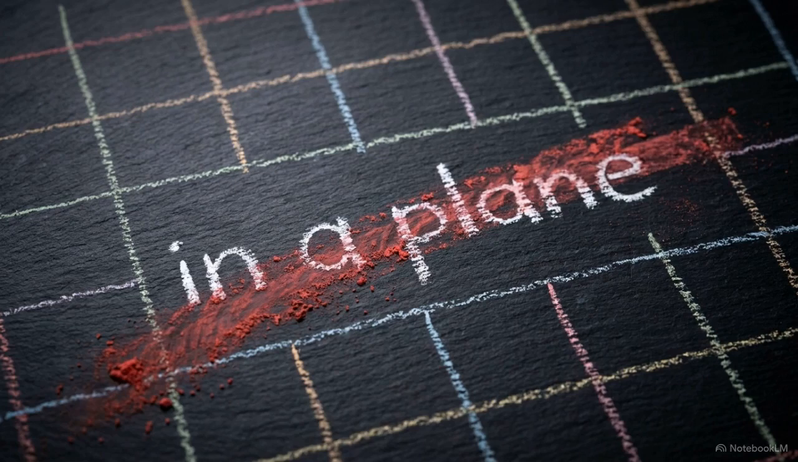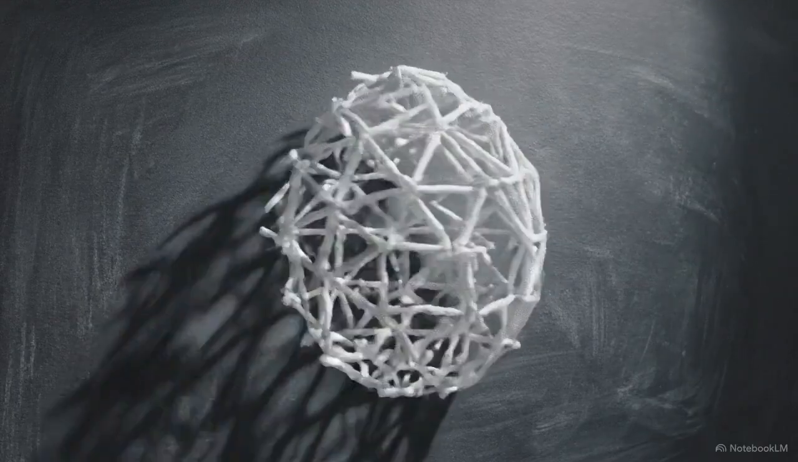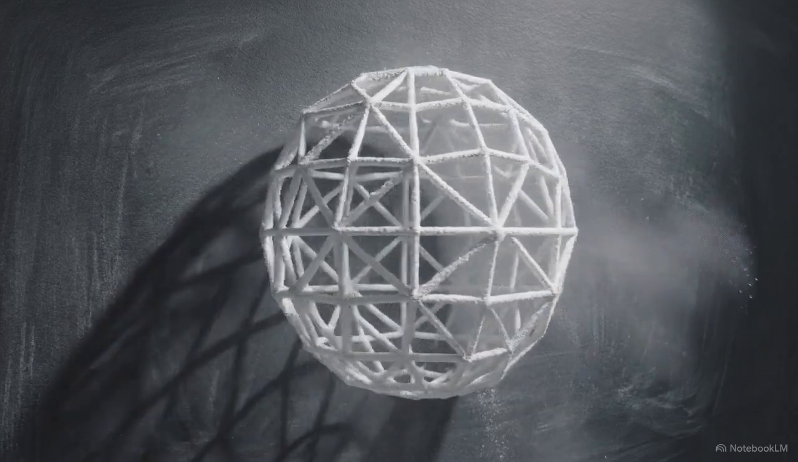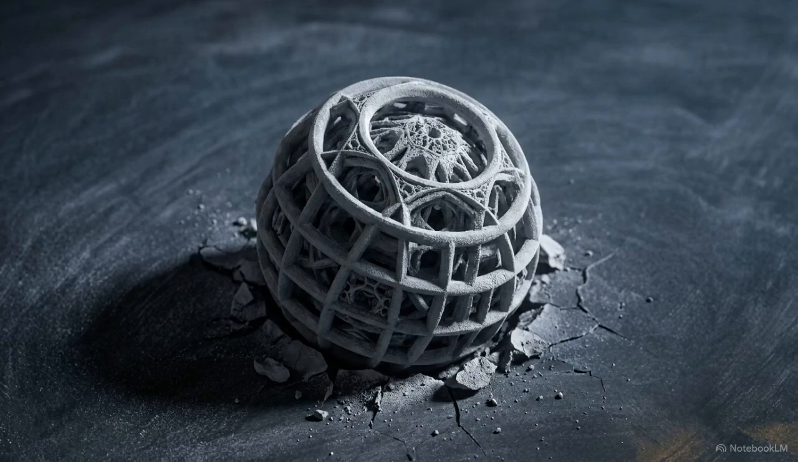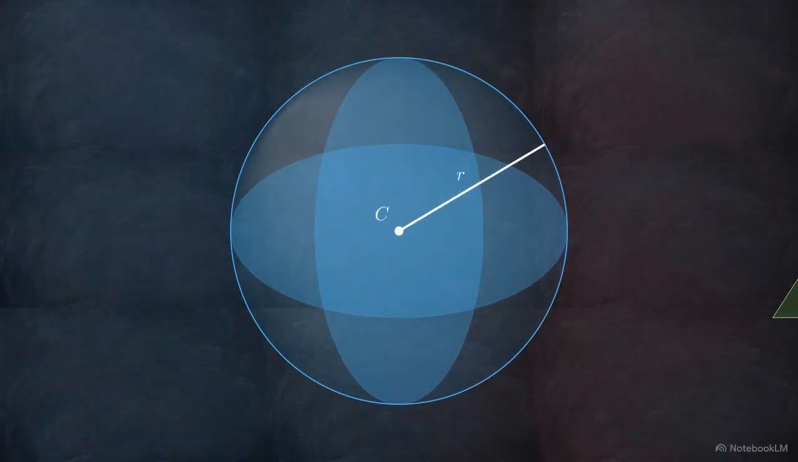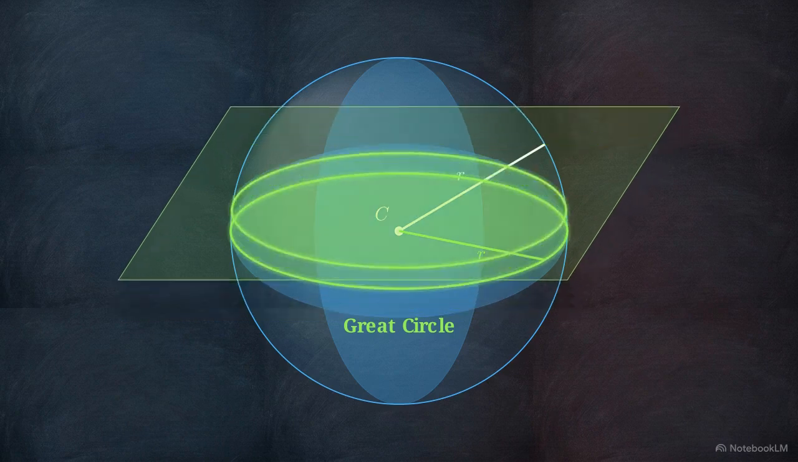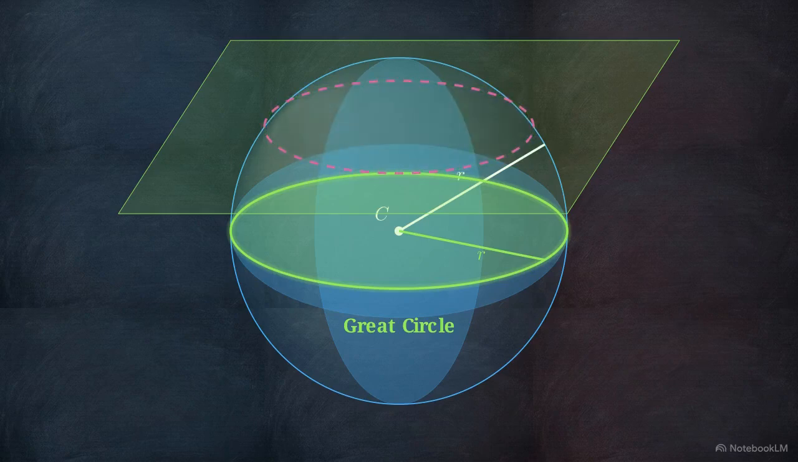Let's cross out the phrase in a plane. Instantly, we are asking for all points at a set distance from a center, but now we're looking in three-dimensional space. The circle itself expands into a sphere. This new space gives us two distinct ways to draw a circle on its surface. If you cut directly through the center of the sphere, the rim of that slice shares the exact same radius as the sphere itself. This is a great circle. But move the slice up or down so it misses that center point, and the resulting rim shrinks. We now have a small circle.